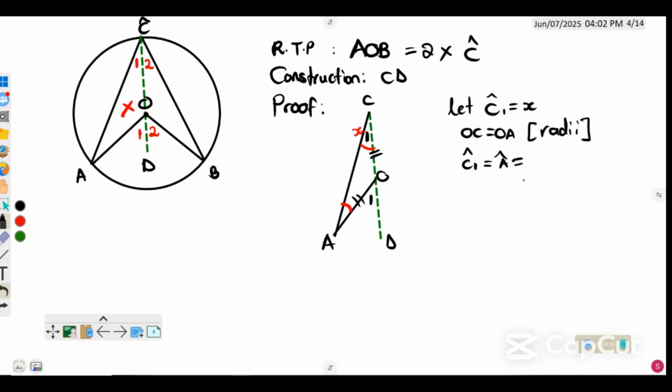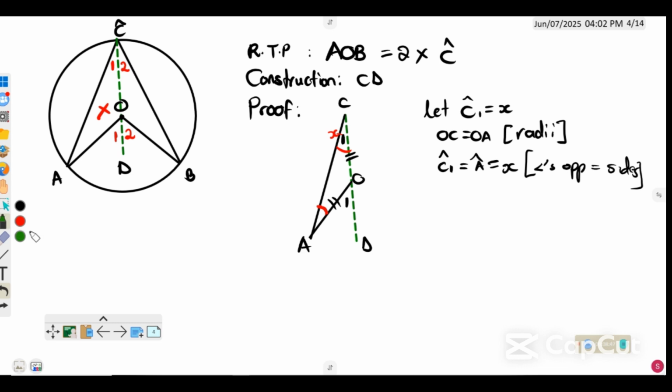So angle C1 is equal to angle A, but remember we said C1 is equal to x. These are angles opposite equal sides. And then from there, we are going to use the exterior angle of a triangle, which tells us that the exterior angle, which is this one, is equal to the sum of the interior opposite angles. So angle O1 has to be angle C1 plus angle A. But C1 and A are equal to each other, so it will be none other than x plus x, which is 2x. Why? This is the exterior angle of a triangle. And then from here, we are done.